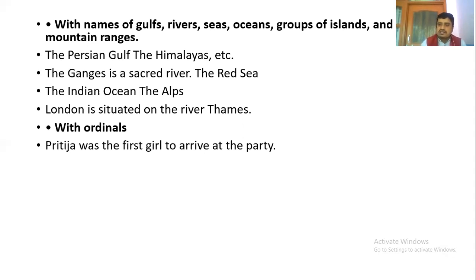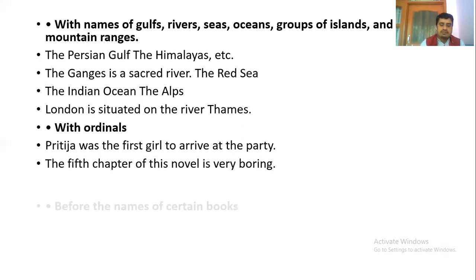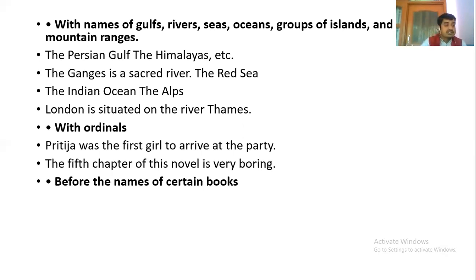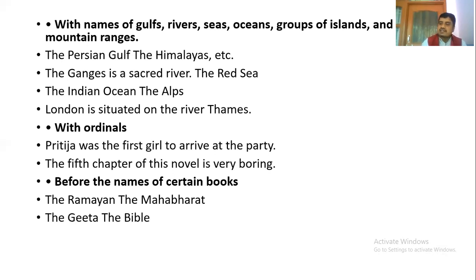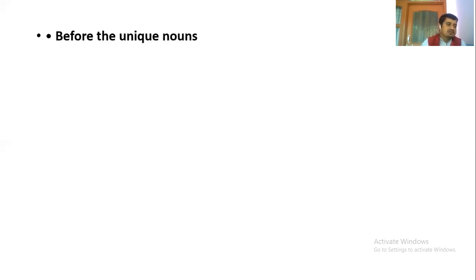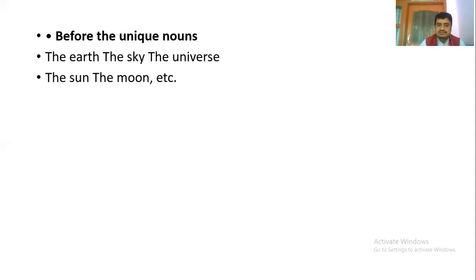The first, the second, the third, the fourth. These are called ordinal numbers. Now we have to use the definite article the before ordinal numbers. Before the names of certain books, holy and sacred books, or we may say the religious books too: the Ramayana, the Vedas, the Quran, the Mahabharata, the Gita, the Bible. In this way. Before unique nouns: the earth, the sky, the universe, because they are unique. The sun, the moon, etc.